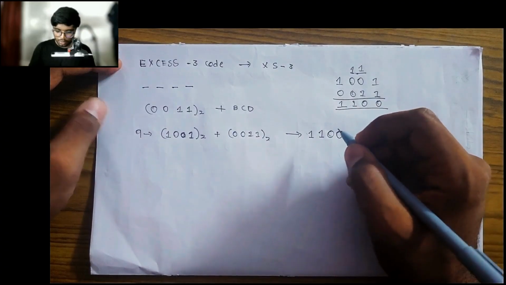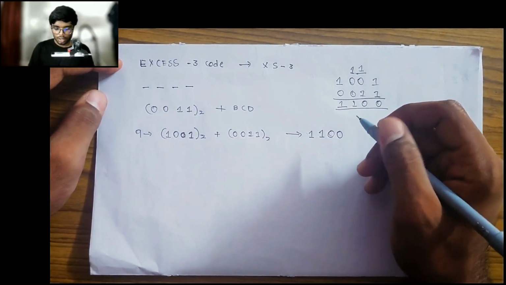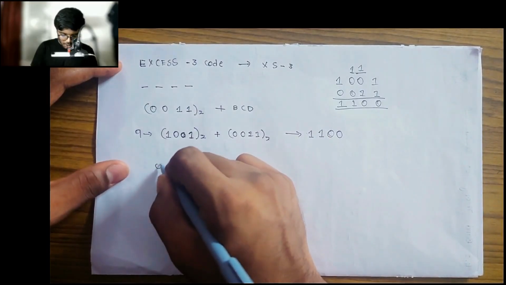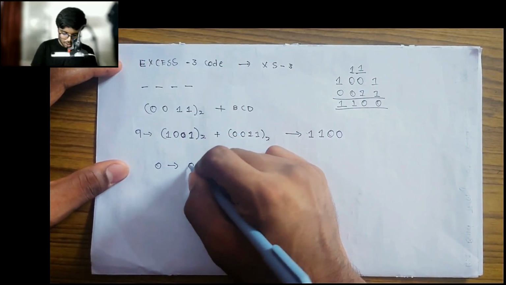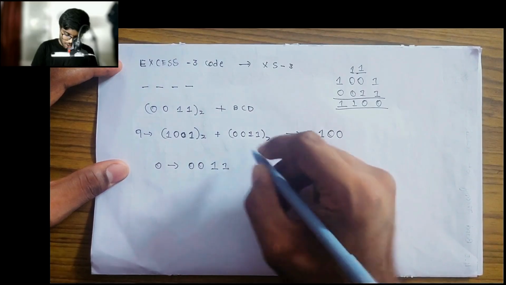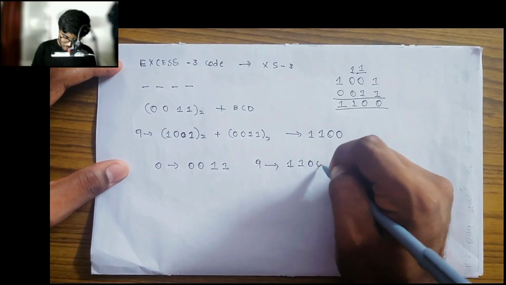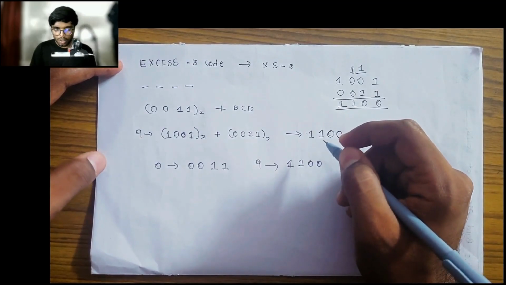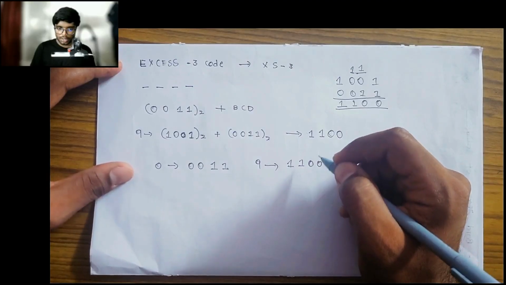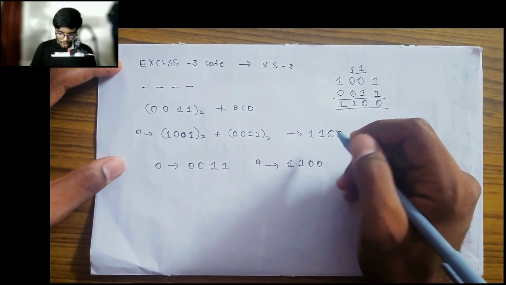Okay, now as you can see on the screen, 0 is represented as 0011 and 9 is represented as 1100. The speciality of the XS3 code is that it is a self-complementing code.